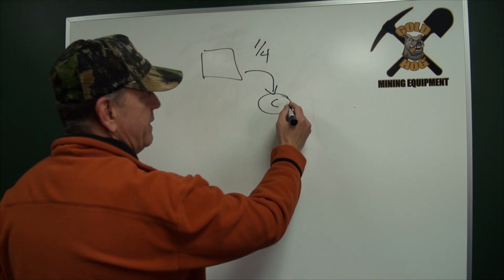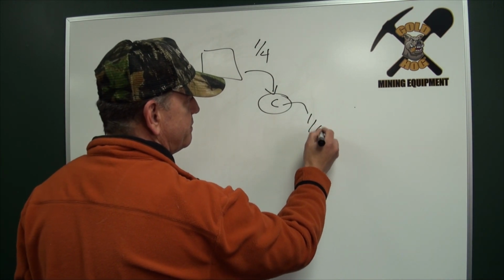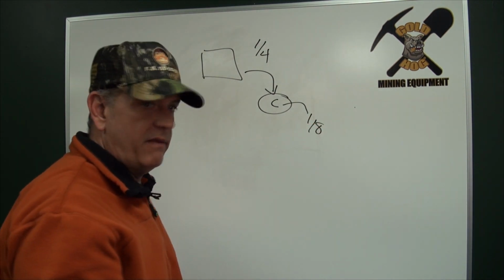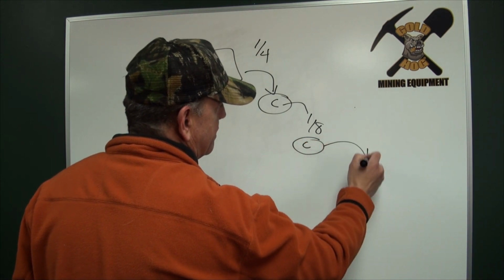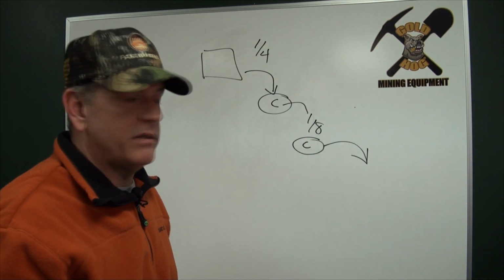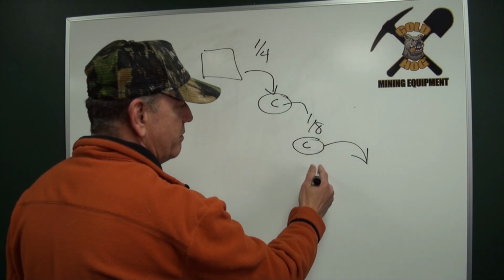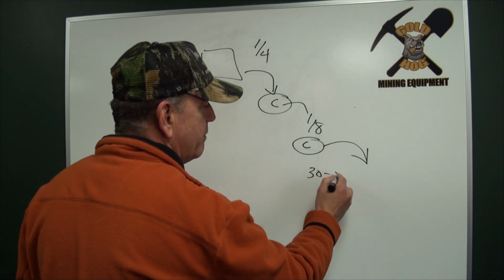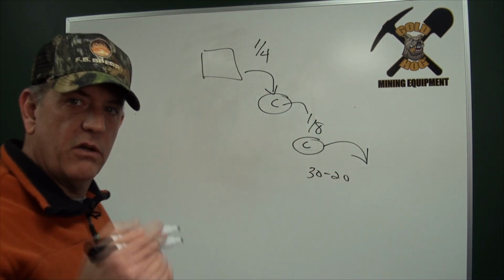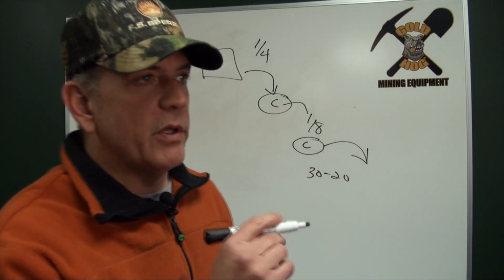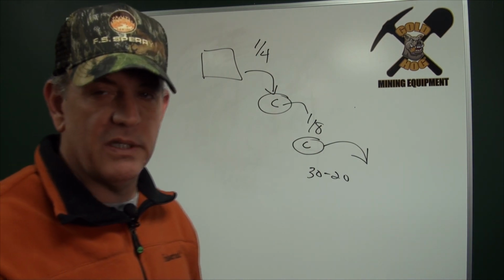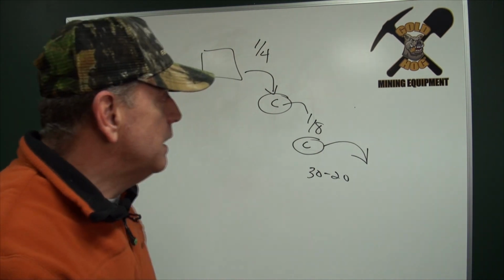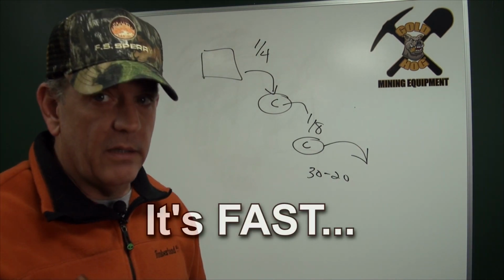So the next step is I may go down to 1/8. I'm going to classify that and run it through the Cyclone, and then what's going to come out is, let's say, 30 mesh or 20 mesh, whatever it might be. So I'm just going to constantly step it down. The beautiful part about this, and this is why I really like the Cyclone and why I decided to take this product on, is because of the efficiency of time.